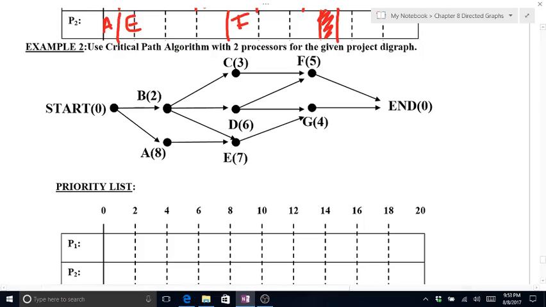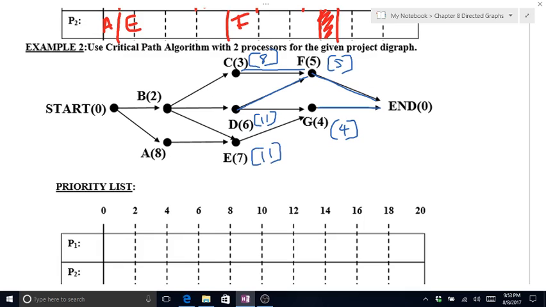Remember, we always start from the end. N goes to G, which means G has 4. N goes to F. F has 5. F leads to C, and that's the only thing that leads to C. So C has 8, 3 and 5. F and G both lead backwards into D. The longest path to D, though, is from F. So that gives D a critical time of 11. G is the only one that backs up into E. So E has a critical time of 11.